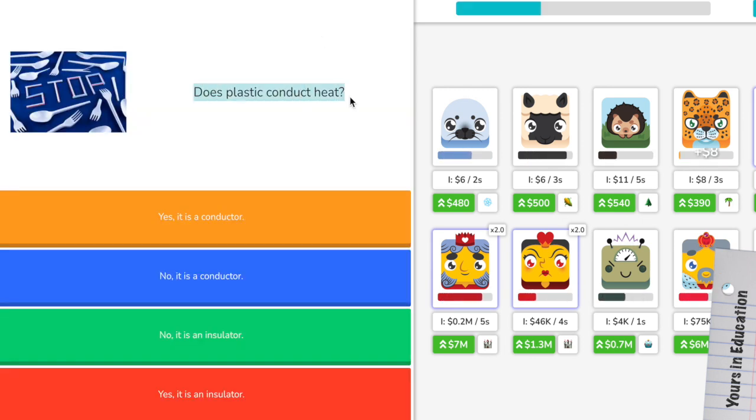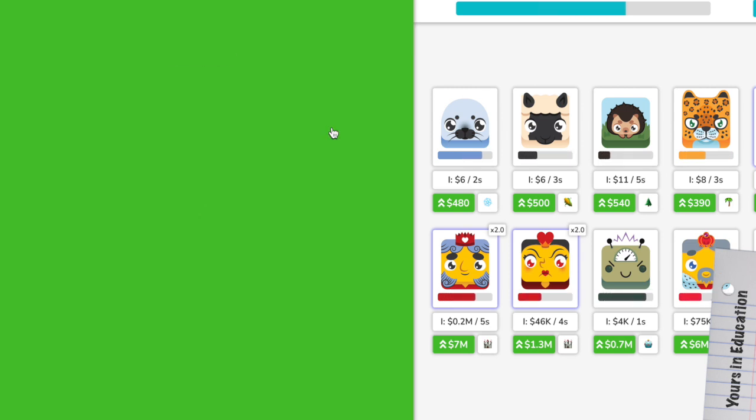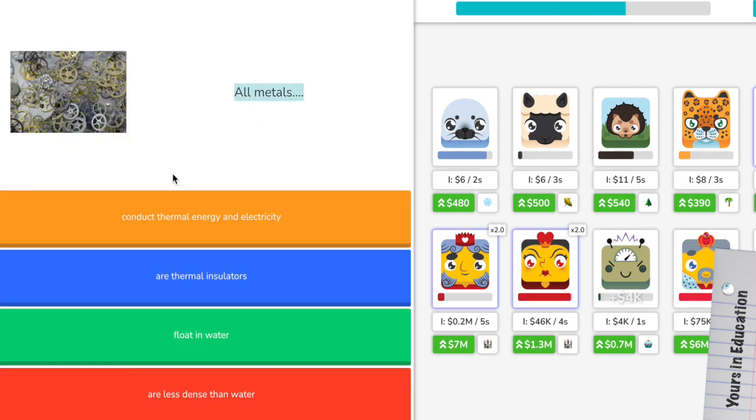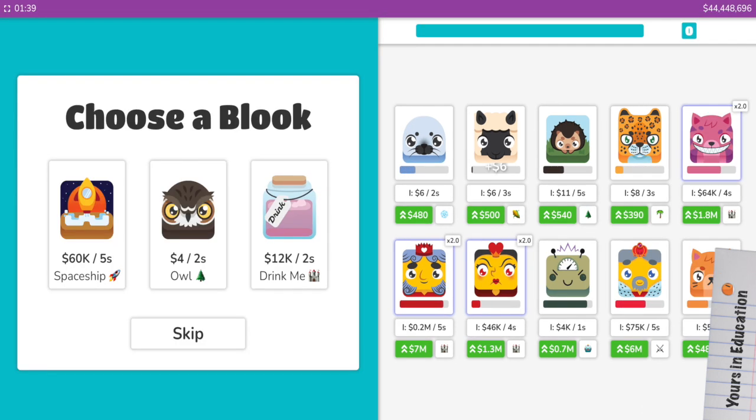Does plastic conduct heat? No, it is an insulator. Nope. All metals conduct thermal energy and electricity? I'm thinking yes. Are thermal insulators? No. Floating water? No. Less dense than water? Nope. Okay. Choose a blue.